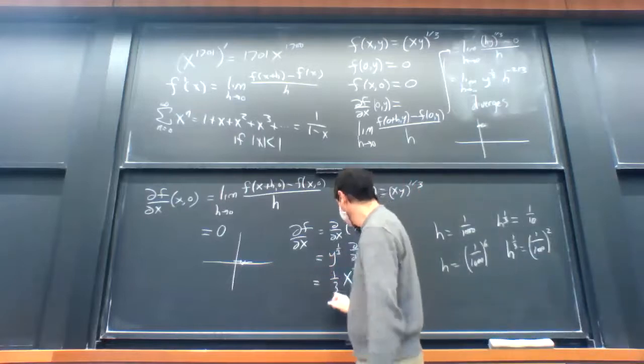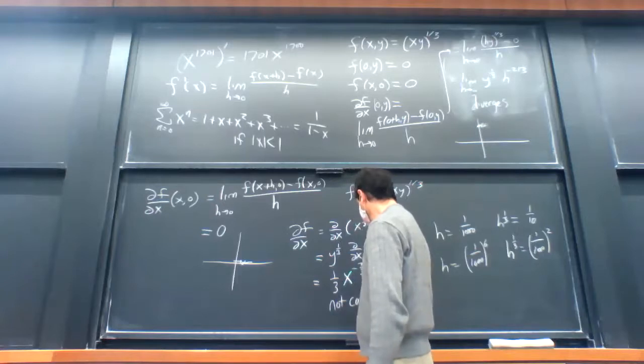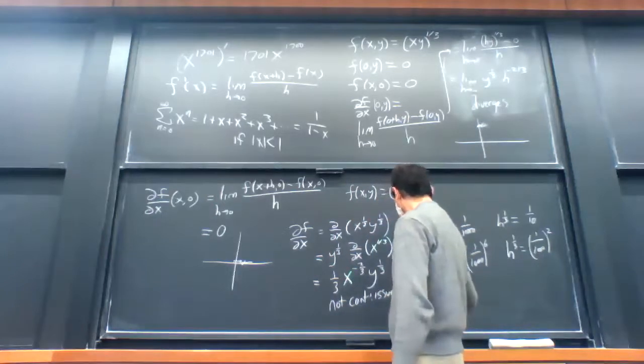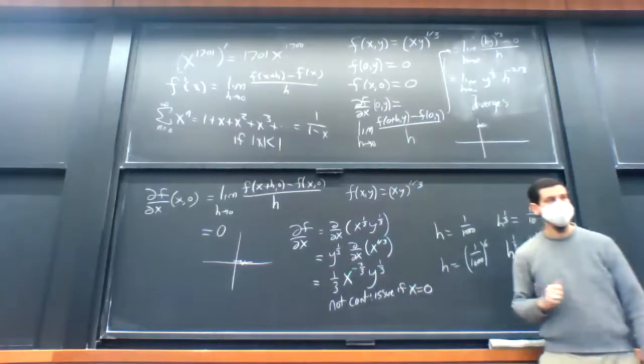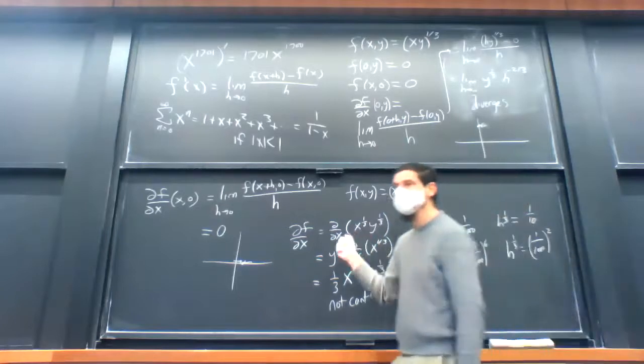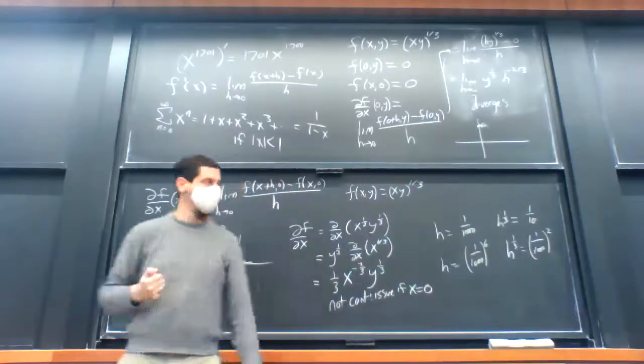Yeah, with x equals 0. So not continuous. Issue if x equals 0. So the moral of the story is if your partial derivatives are continuous, then the function is differentiable.